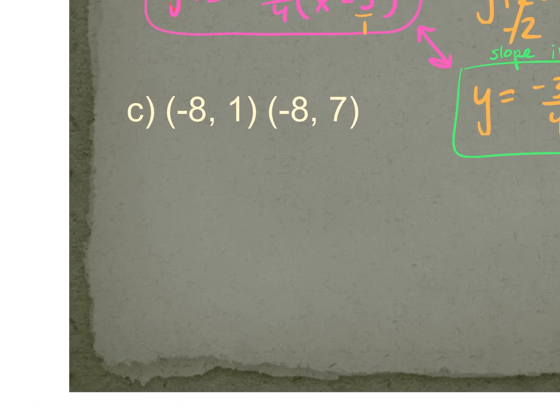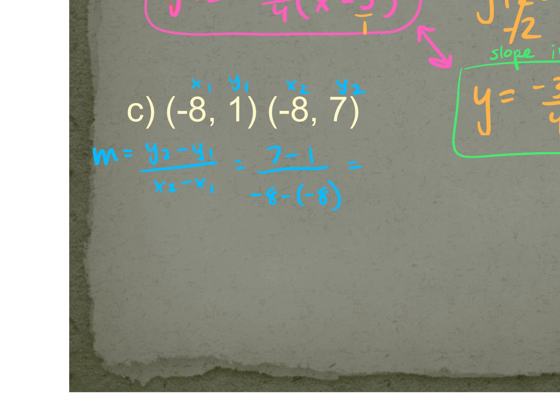For our slope formula, what goes on top? Awesome, y2 minus y1 over x2 minus x1. So it always helps to label the points. We have x1, y1, x2, y2, and plug them in. So this would be 7 minus 1 over negative 8 minus negative 8.